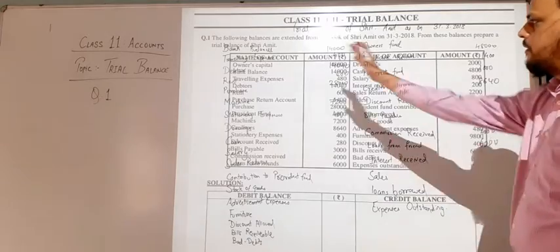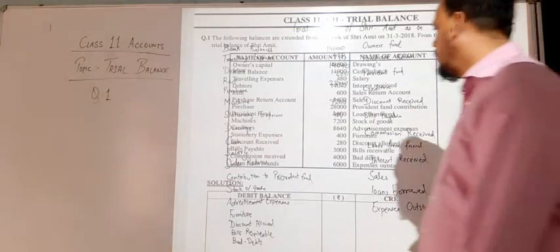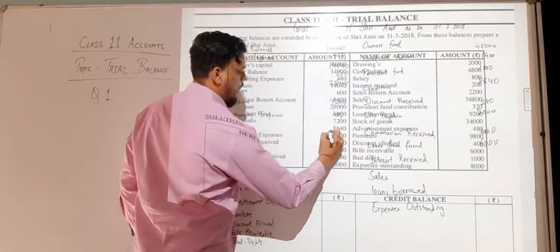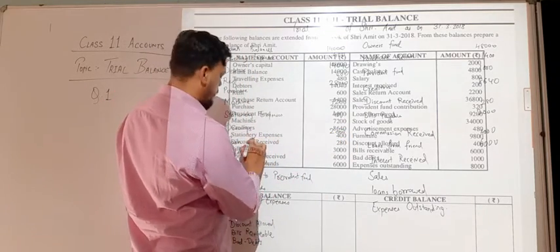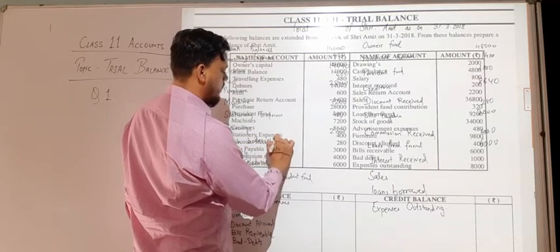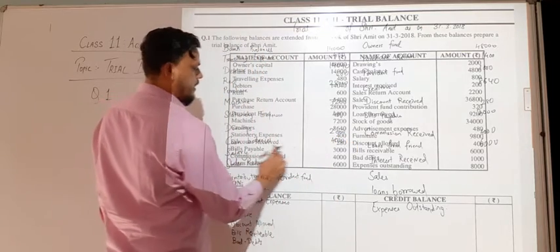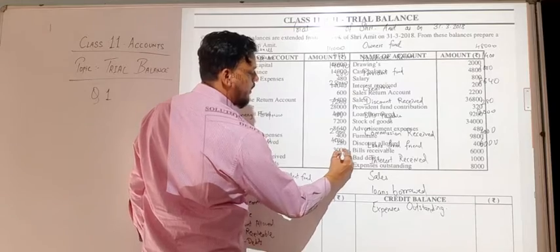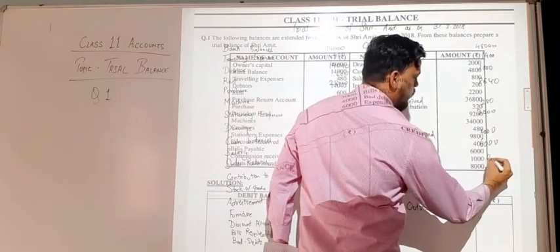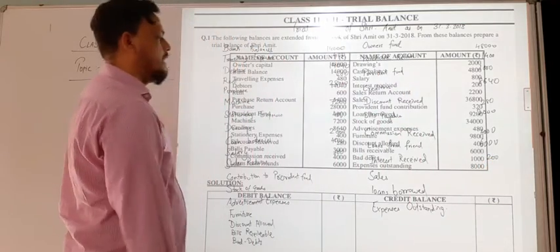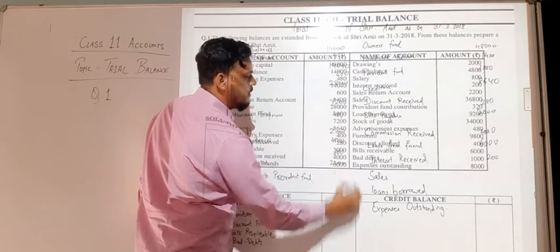This much has been done from this side, but the other side has been remaining, so I am writing that. Drawings have been given of 2,000. I am writing 2,000. Then drawings has been completed, but cash balance is given. The cash balance is 4,800. Salary has been given as 800. Then interest received comes under this title. Interest received is 200. Then sales return has been given. Sales return comes as 2200.